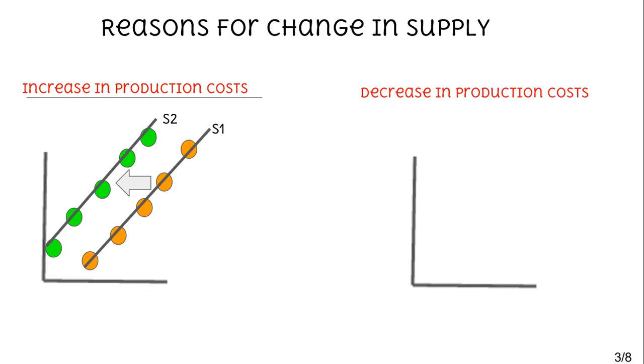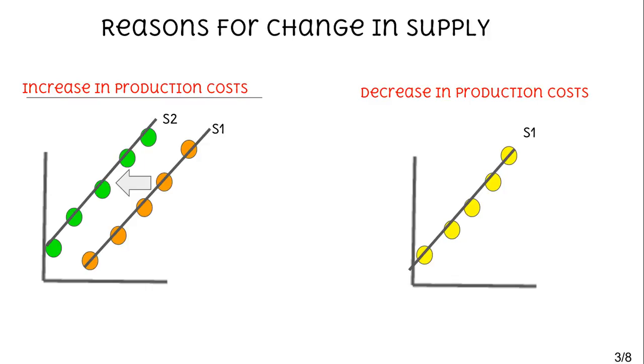All right, so let's do if we had a decrease in production costs. So the cost of tomato, the cost of flour, the cost of sugar, whatever it is that I'm using goes down, what's going to happen? All right, well, we have our S1. Now you have to decide, is this going to cause a decrease or an increase in supply?